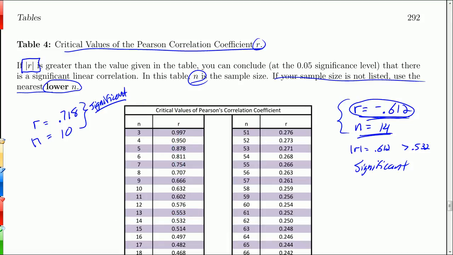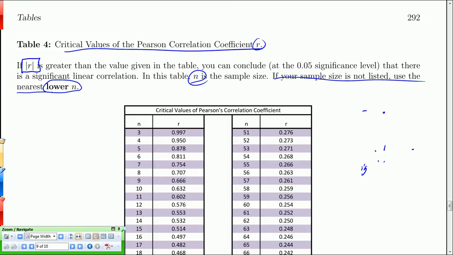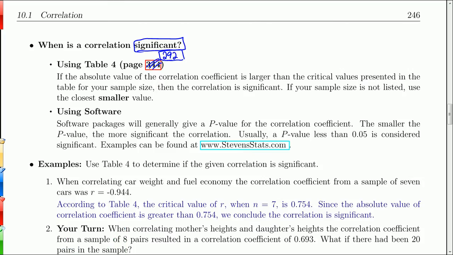Okay, so let's clean this page up a little bit and go back to our problem. Significant or not? And by the way, if you're using software, it doesn't really give you a critical value to compare your correlation coefficient to, but it will give you a correlation coefficient, and then it will give you a p-value for the correlation coefficient.